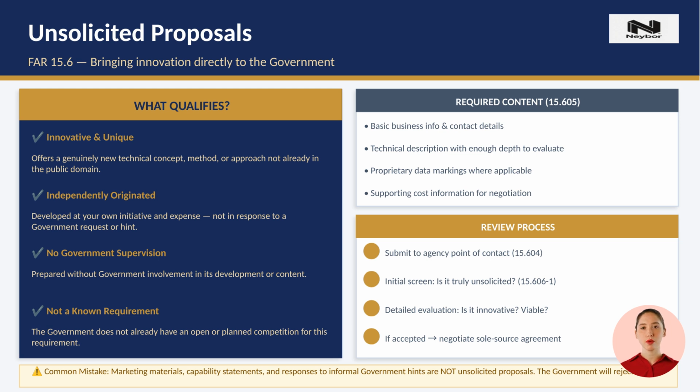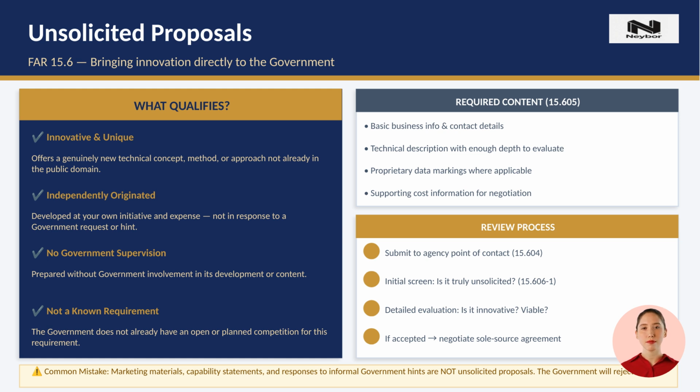Subpart 15.6 governs unsolicited proposals: ideas you bring to the government entirely on your own initiative. This is a legitimate pathway to a non-competitive award, but only when the proposal meets strict criteria. It must be genuinely innovative and unique, not something the government already knows about and is planning to compete. It must be independently developed. You paid for it, not the government. The proposal must contain enough technical and cost content for the agency to actually evaluate it.